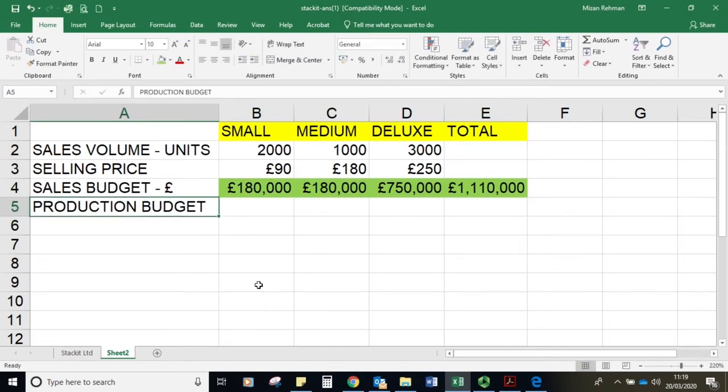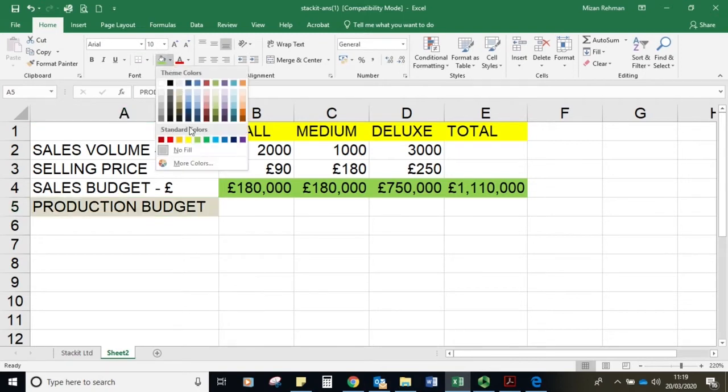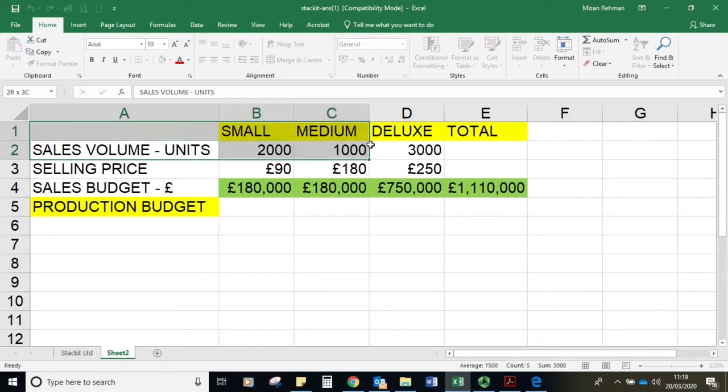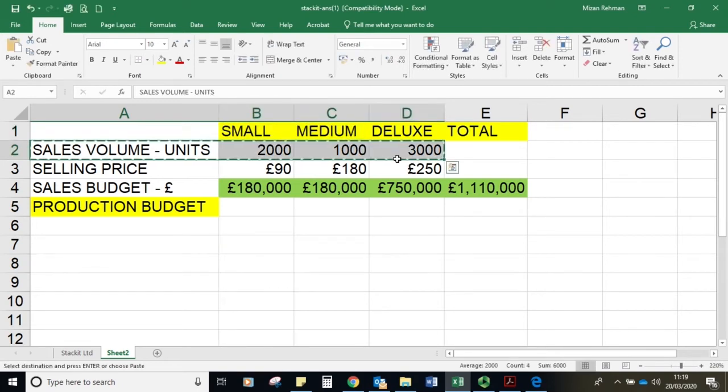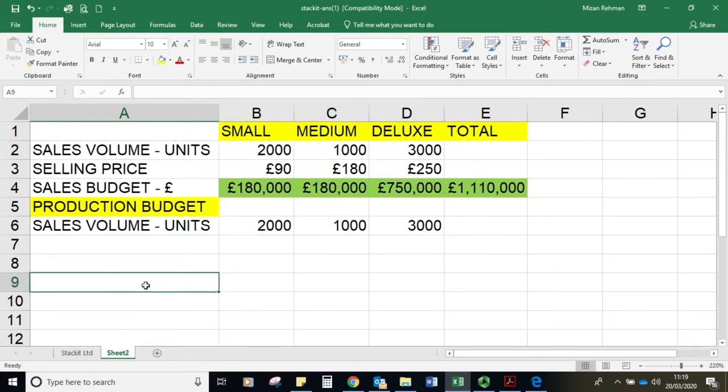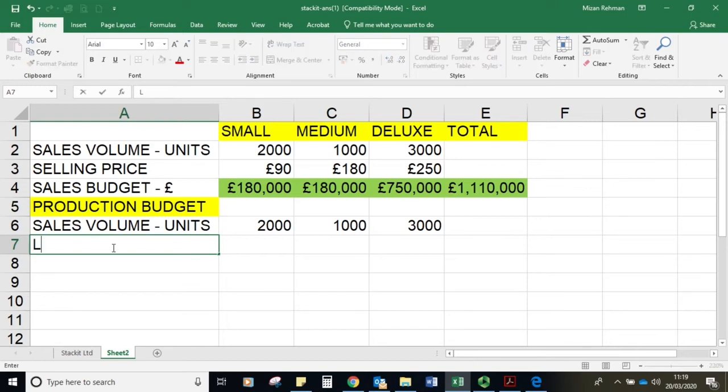How much do we need to produce to satisfy our sales demand? So our starting point is going to be our sales volumes, which we already got, and then adjustments for the opening and closing inventory. I discussed this quite in detail in the previous question. So basically what you need to do is take away your opening inventory.